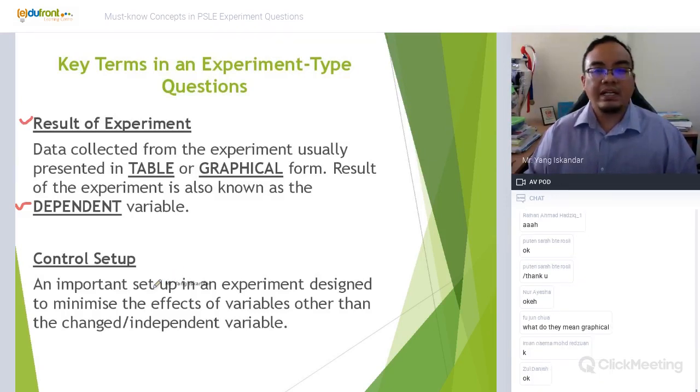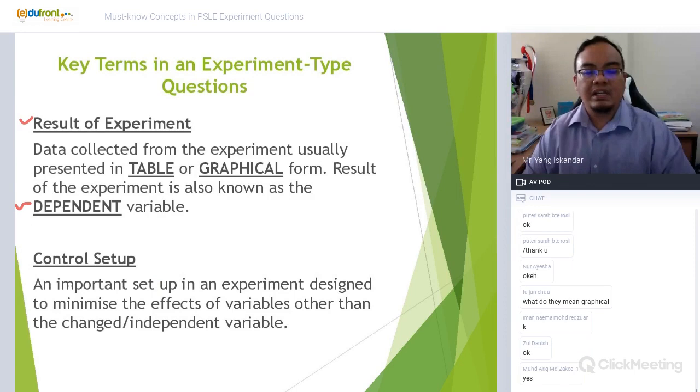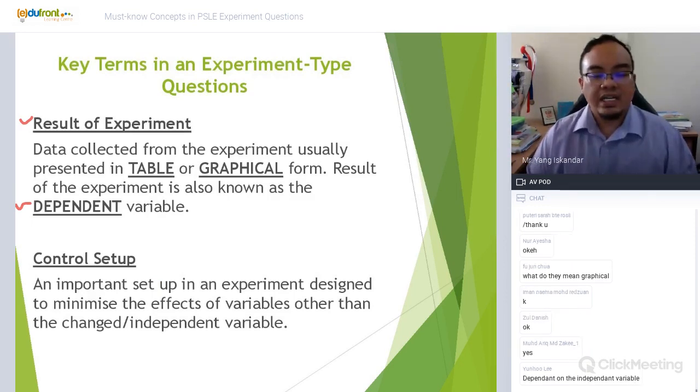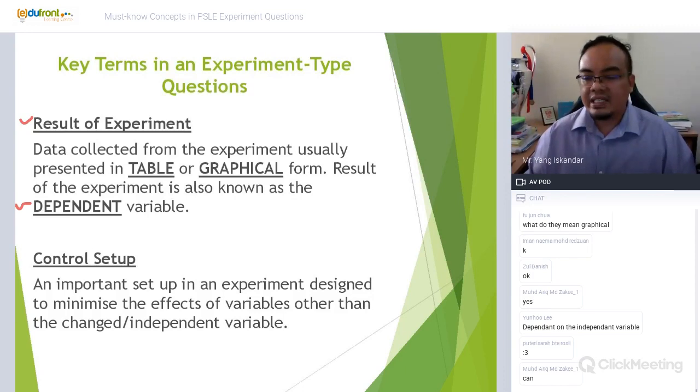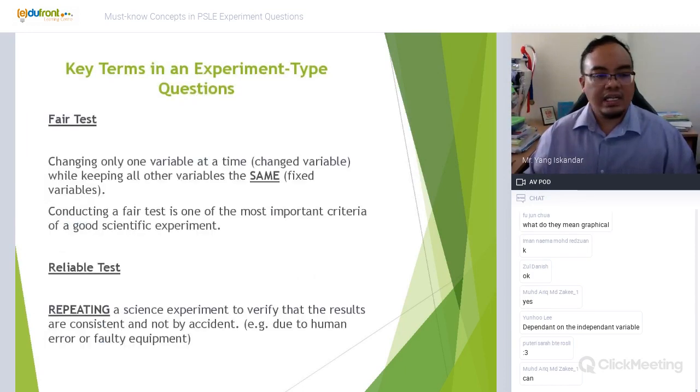An important setup in an experiment designed to minimize the effect of variables other than the change or the independent variable. Now, control setup is a little bit complex, and I'll discuss this later when we have the questions. Okay, let's take a look at the next part.